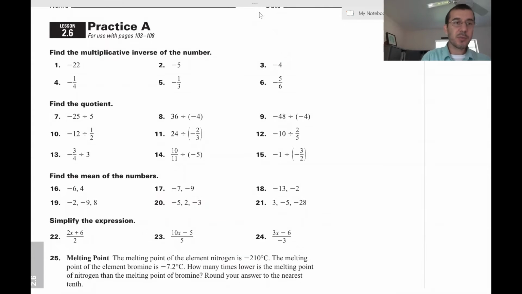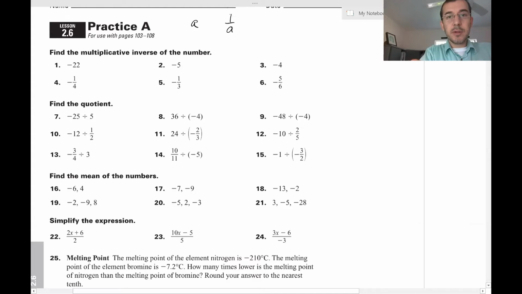We're starting with section 2.6 today, which is dividing real numbers. The main concept in this section is that when you have a non-zero number a, the multiplicative inverse of that is 1 over a. It's called the multiplicative inverse because a can be written as a over 1, so the inverse of that would be 1 over a. When you multiply a with its inverse, you get 1, because a and a cancel out.